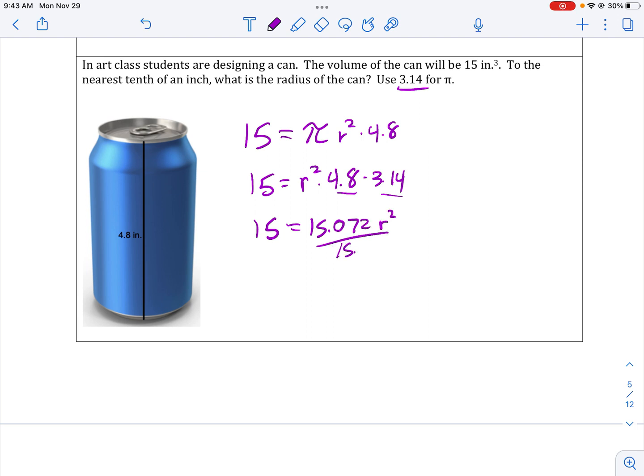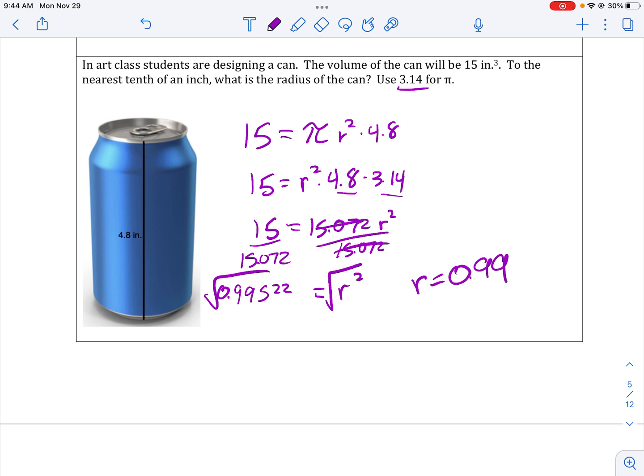Now I divide by 15.072 to get r squared equals 0.99522. And then I am going to square root that answer to get just r, and I get r equals 0.99, and it says to the nearest tenth of an inch. So my radius to the nearest tenth is going to be 1.0.